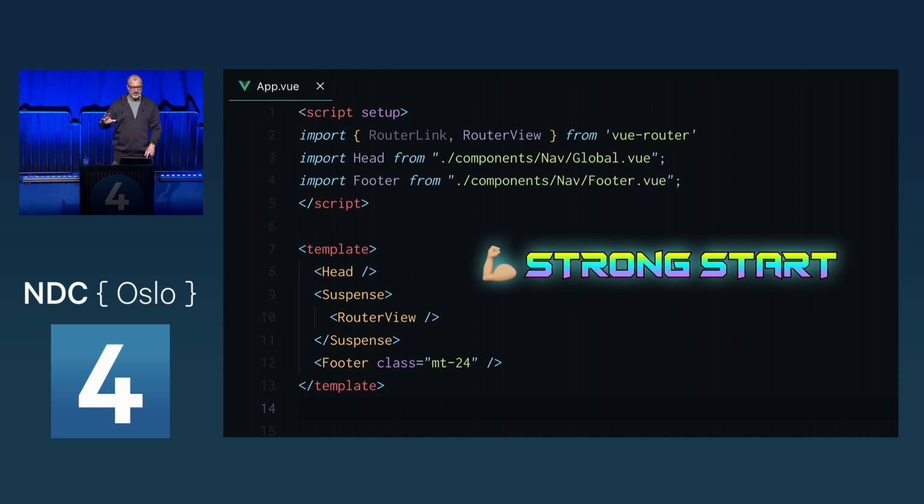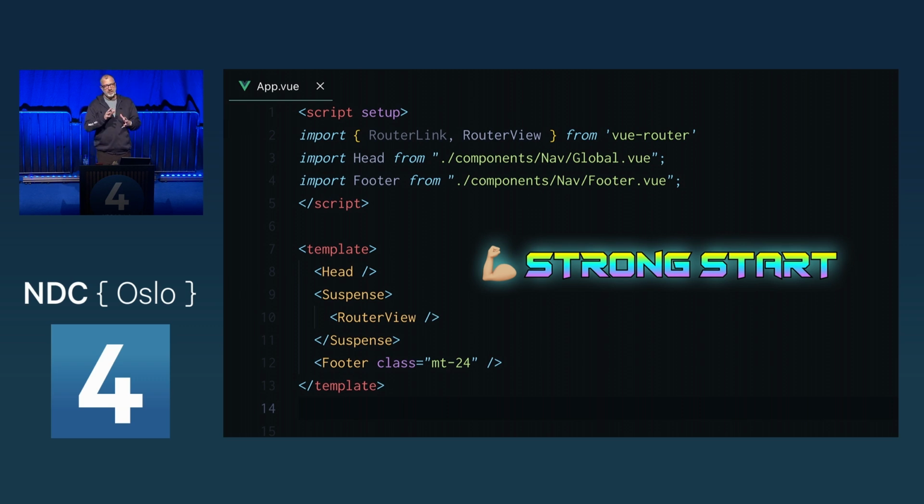So this is the way the app.vue or the layout page looks. You have, of course, our imports of all the things that we need. And then down below here, you can see we have the head component, we have the footer component, and we have a thing called a router view, which just displays whatever the current route is. It goes out, grabs the template or the component for that, and displays it.